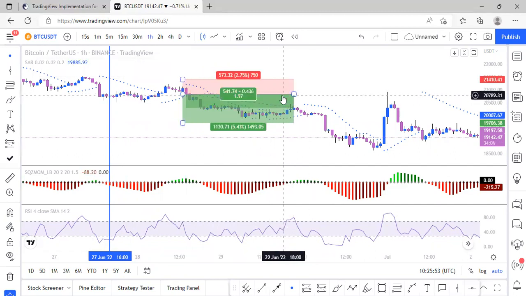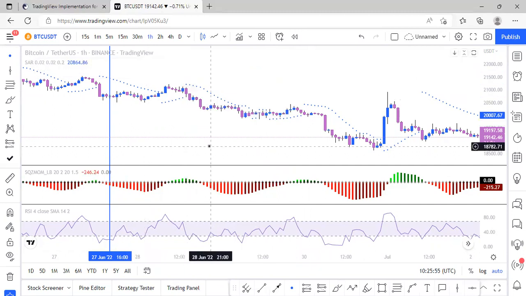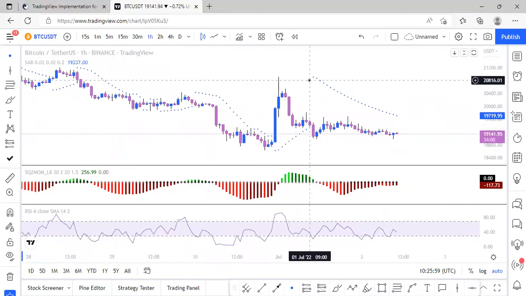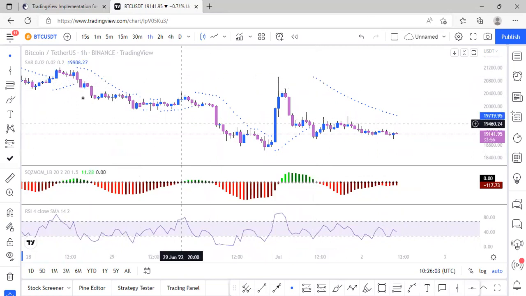So these are the simple models. All right, I'm using the parabolic SAR more like a stop loss. So we have another parabolic SAR indication here, sorry, indication for a sell signal.